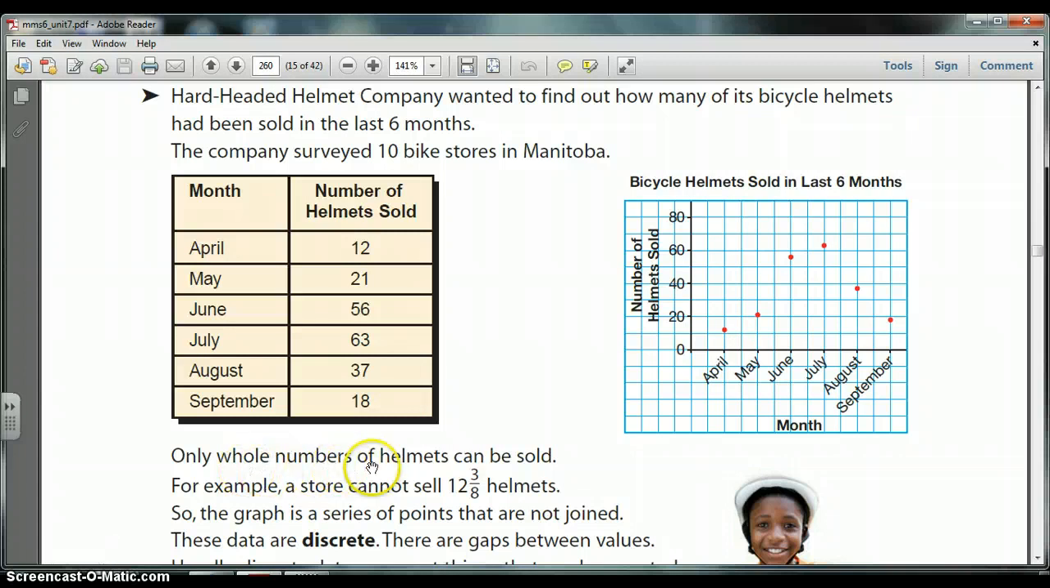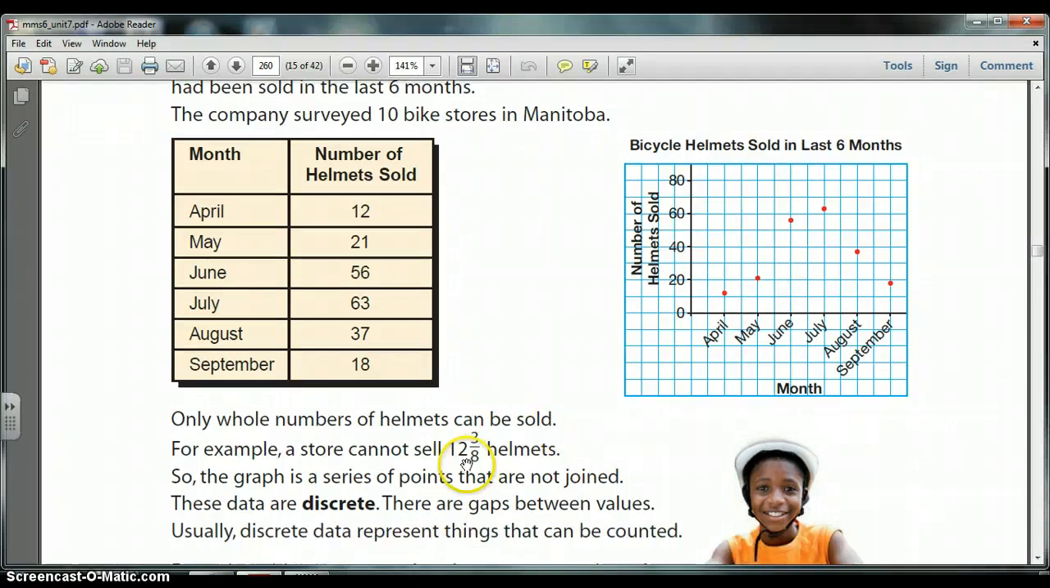Only whole numbers of helmets can be sold. You can't sell half a helmet. Let's be realistic here. For example, a store cannot sell 12 3/8 helmets. So the graph is a series of points that are not joined. This is important. Not joined means there's no line from April to May, because you can't sell part ways. You can only sell whole numbers here.